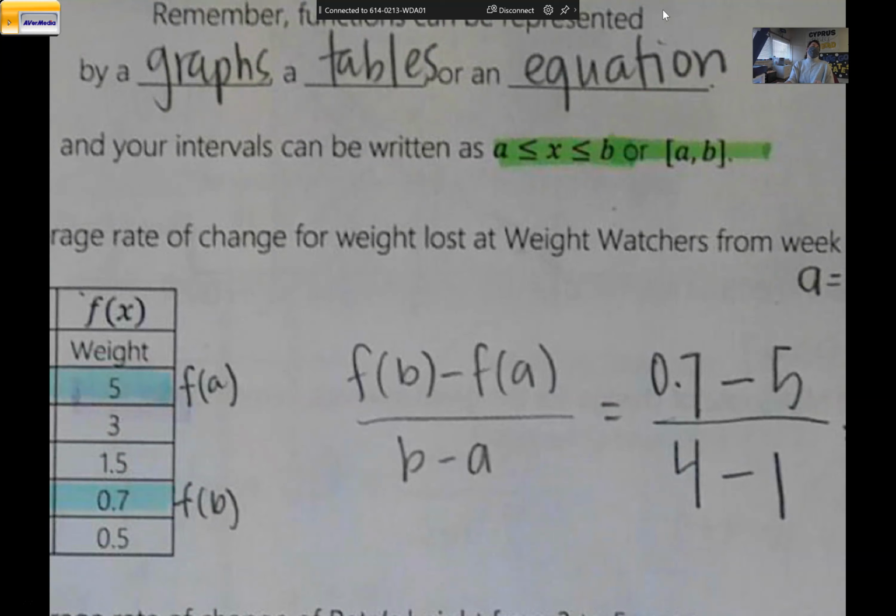So find the average rate of change for weight lost at Weight Watchers from week 1 to week 4. So week 1 they weigh in, week 2 they weigh in, week 3, week 4. We want to know the average amount of weight that they lost over the 4 weeks. So that means that your A is week 1 and your B is week 4.